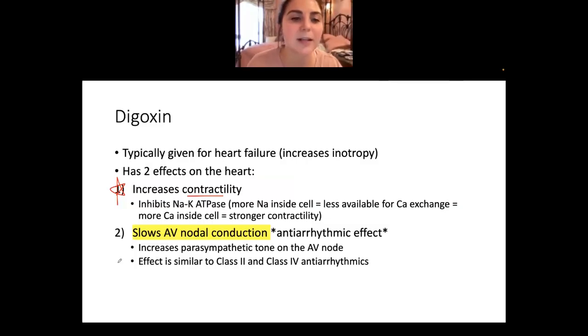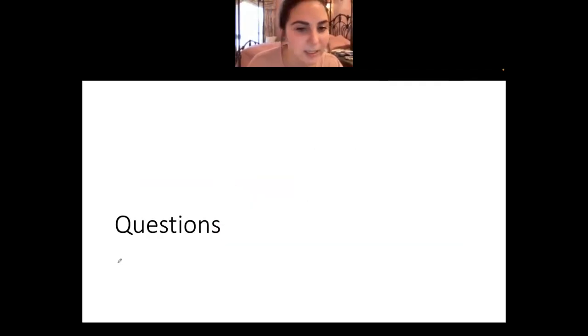Its antiarrhythmic effect is because it also increases parasympathetic activation onto the AV node. So it's slowing AV nodal conduction, and it's going to cause basically a transient heart block. Very similar to class 2 and class 4 and adenosine.